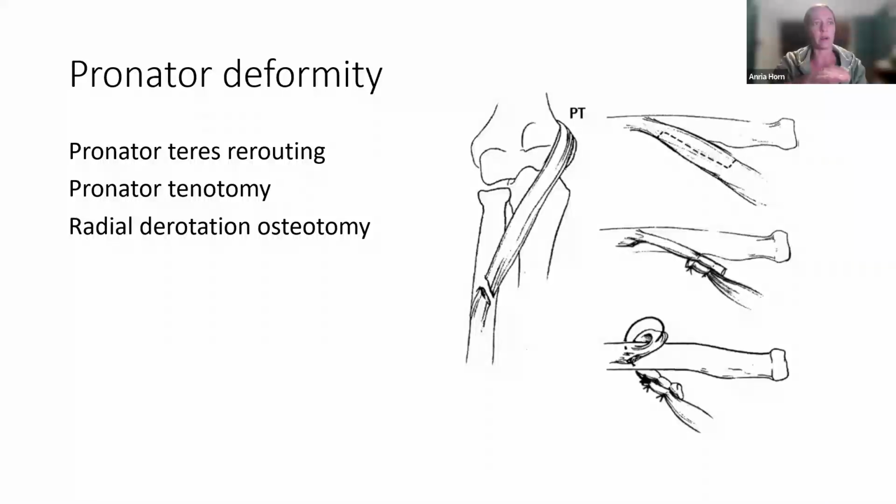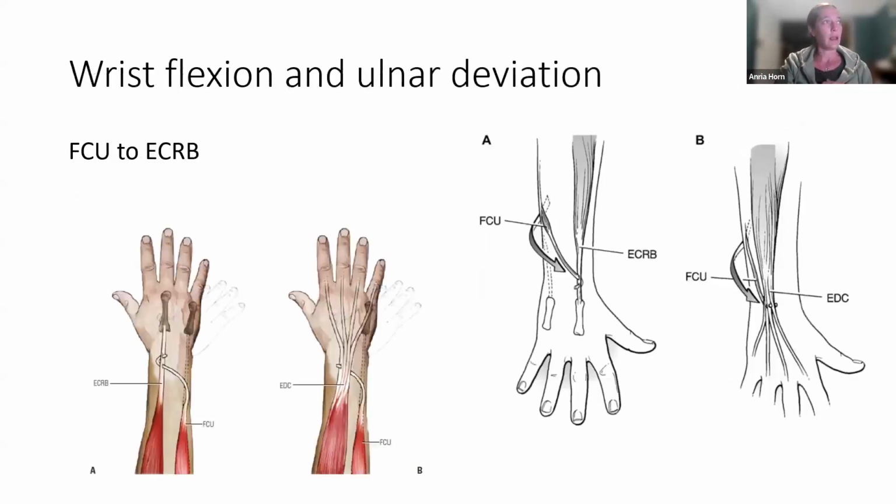So that actually is quite a nifty operation and it does work. You could also just do a tenotomy or a tendon lengthening. And then in extreme cases, again, this is described, I've never done it, so radial derotation osteotomy.